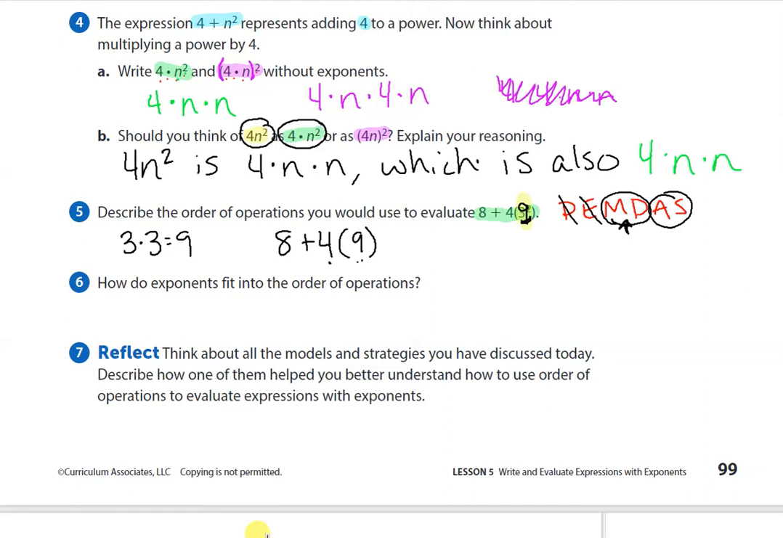You got to do that before you add the 8. 4 times 9 is 36. Now we can do the addition. 36 plus 8 equals 44. That sounds right. Yeah, 44. You could also answer this question, if you don't want to solve it. This says describe the order of operations. So you could also write out square the 3, then multiply the 4, then add 8. That would work too.